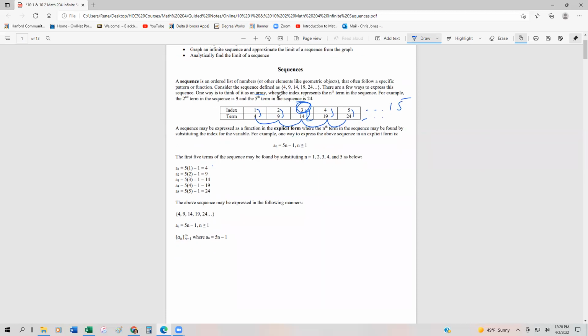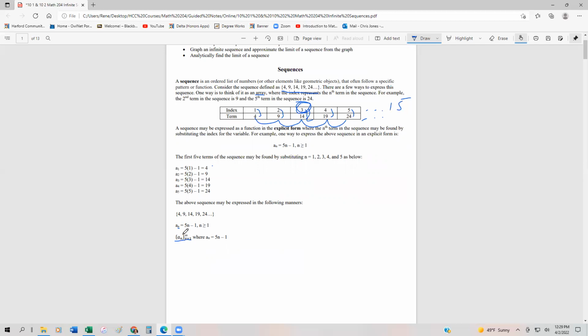One way is just to write out the terms in set notation, like 4, 9, 14, 19, 24, etc., and then the ellipsis, meaning that it follows an infinite pattern. Or we can write a sub n, which is the name of the sequence, where n is the independent variable, or the index, equal to 5n minus 1, where n is greater than or equal to 1. Or another way to write an infinite sequence is like this.